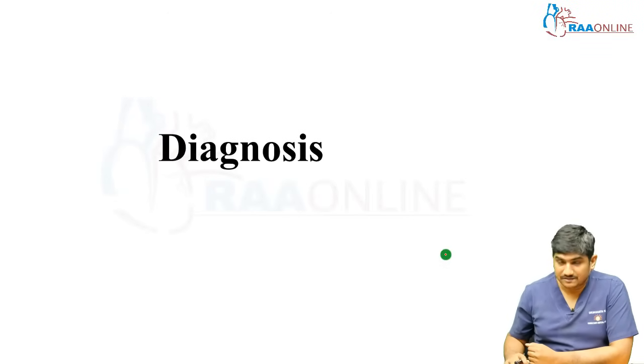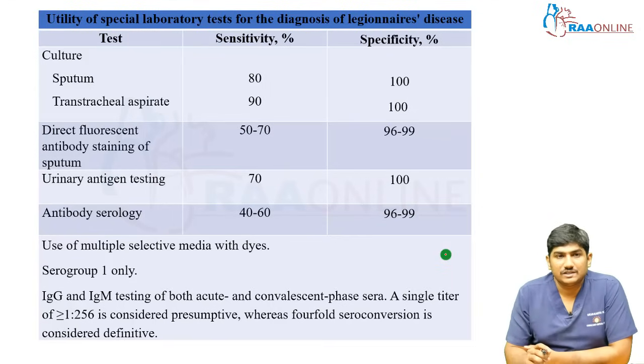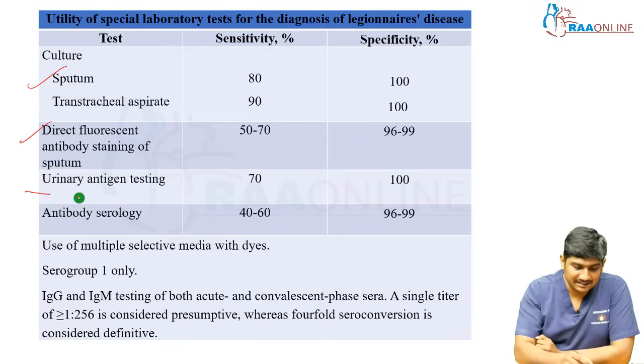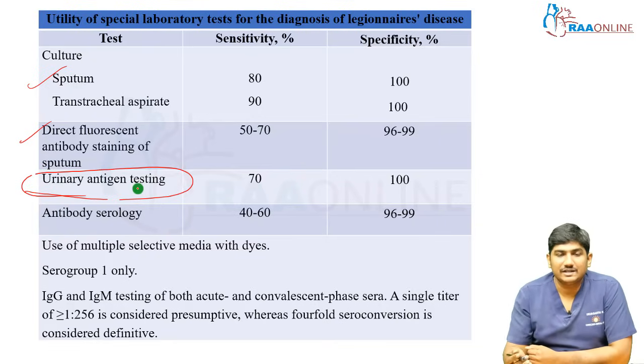So how to diagnose this? You can do a sputum culture, which has a sensitivity of 80% and specificity of 100%, or transtracheal aspirate, with a sensitivity of 90% and specificity of 100%, or direct fluorescent antibody staining of sputum with a sensitivity of 70% and specificity nearing 100%. These are all sputum samples. We have an easy test: urinary antigen testing. Though the sensitivity is 70%, the specificity is 100%. And antibody serology has a sensitivity of 60% and specificity nearing 100%.